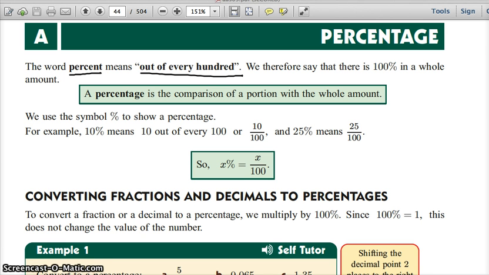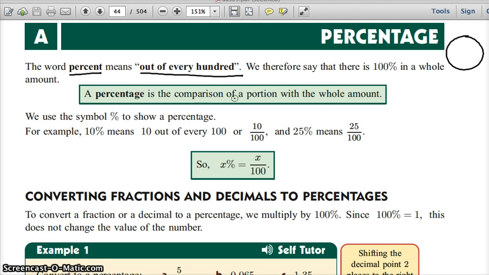Think of it maybe as a pie. Sometimes that is easier to understand. So we therefore say there is 100% in a whole amount. There's 100% in a whole pie, a pie or an apple, something you can cut, or a pizza.